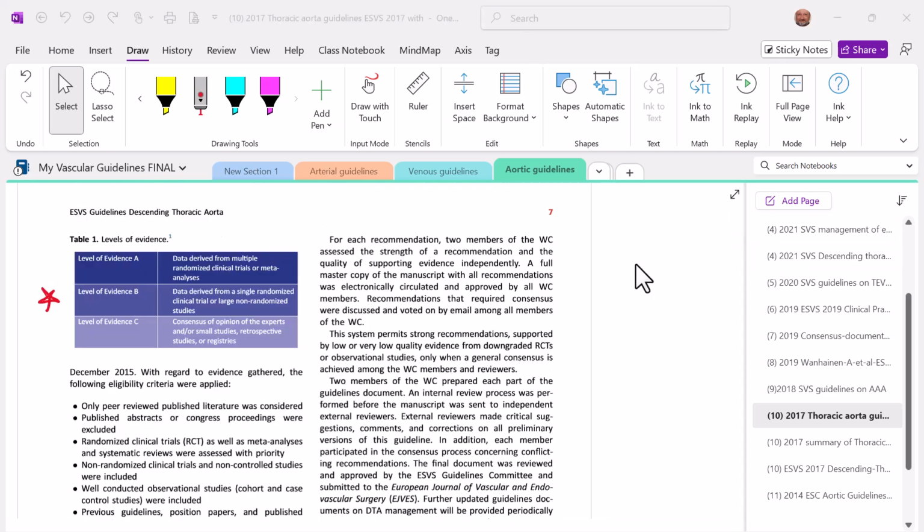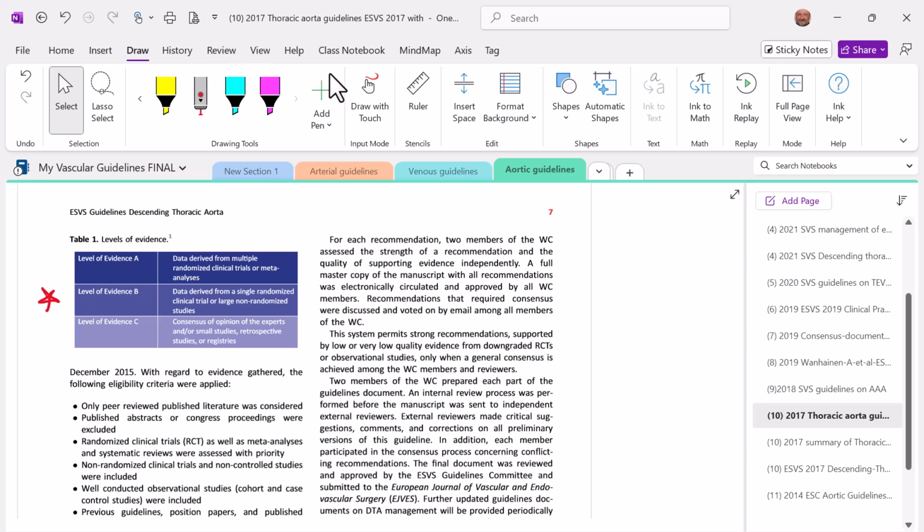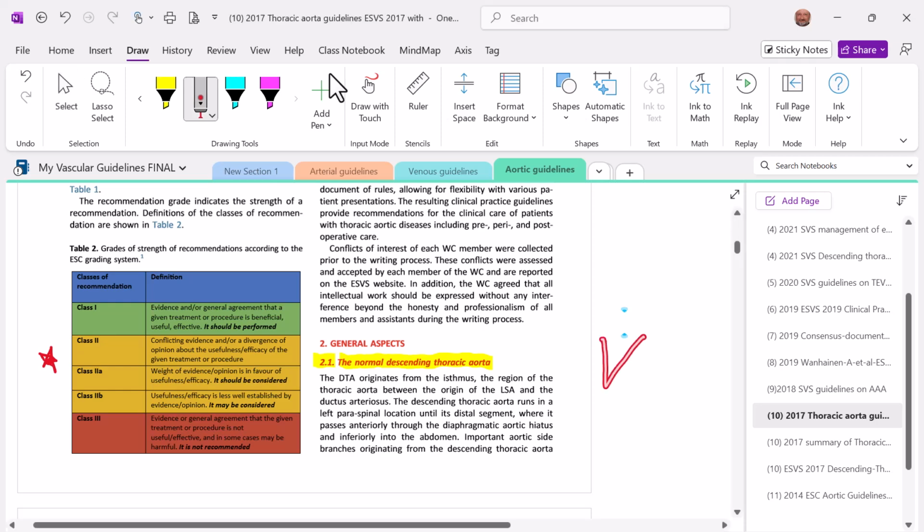So let us start. This is page number 7. Here is very important, the level of evidence. The level of evidence, either A or B or C. C is general consensus, and A is the strongest evidence that we can have. This is very important, and I did put a star on top of it. Second information which is important is the class of recommendation. And notice that this will go in all our guidelines.